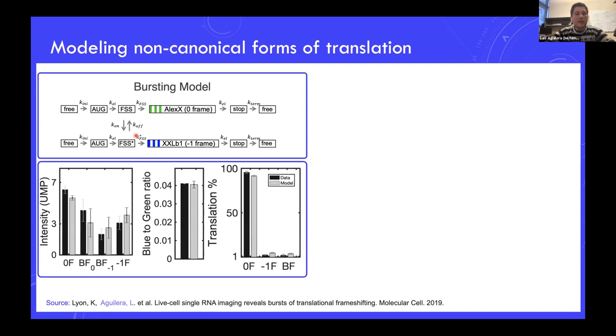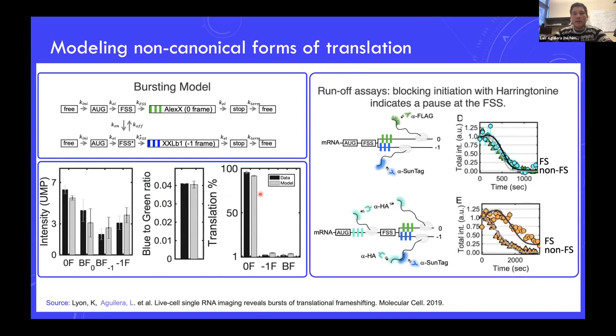And with this, we can reproduce some of the data with the model that represents intensity in every one of the frames, blue to green intensity ratio, and also the fraction of the spots in each of the frames. Additionally, we calculated one of the parameters describing what happens after the ribosomes find this secondary structure, this frame shifting sequence. And for this, we performed some runoff assays.